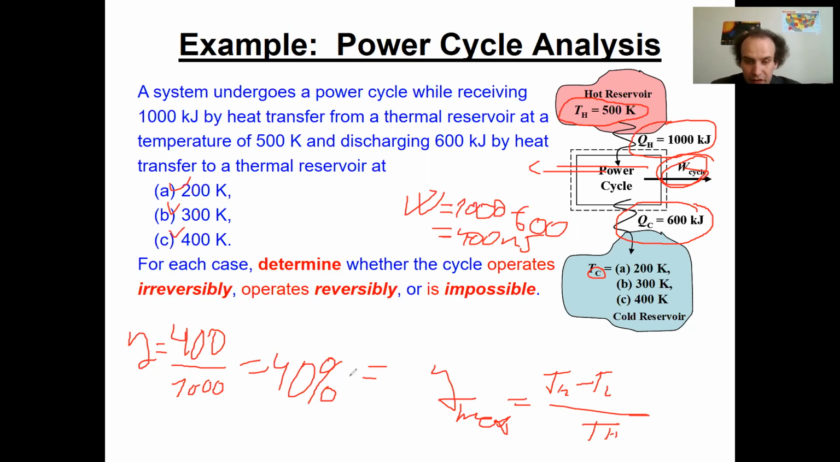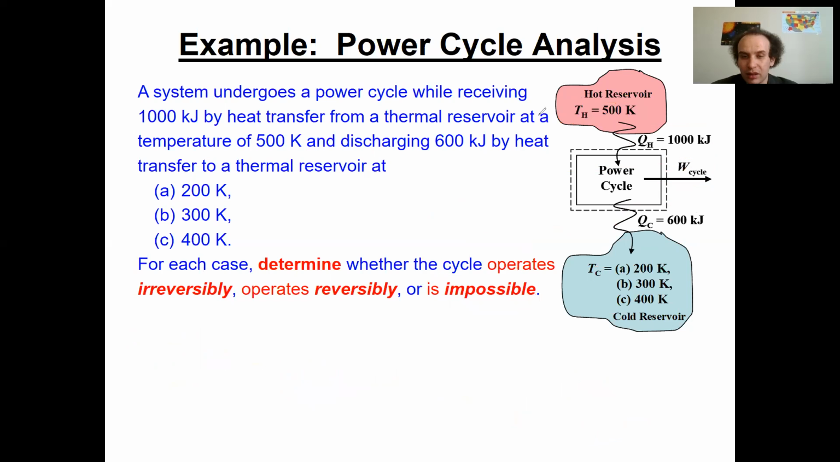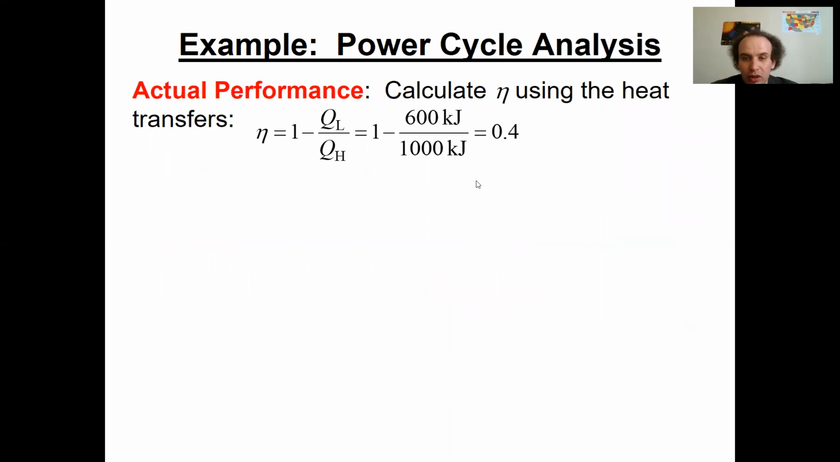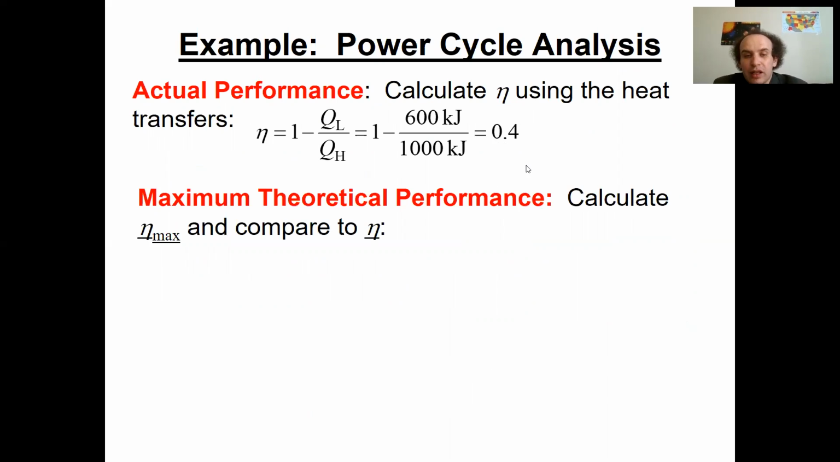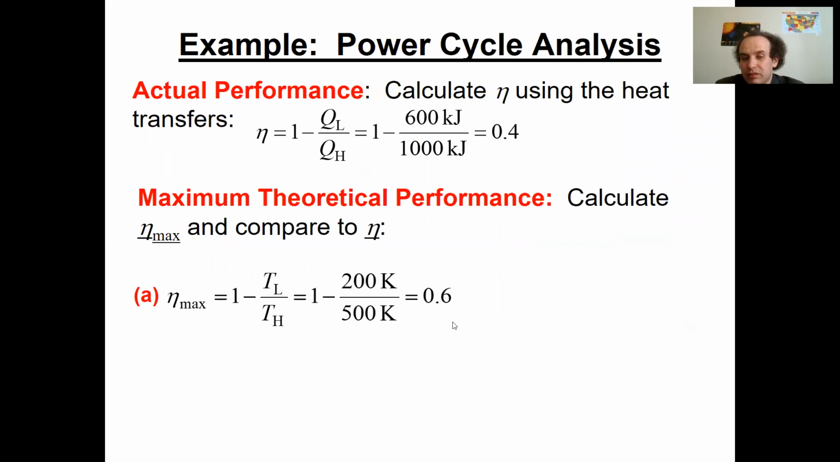Finally, if I get it like this, it means that it's impossible. Do you understand? So that's what I do. I find my efficiency, which easily gives me 0.4. And then I will look for the thermal efficiency, which is maximal. How to calculate it? It depends on what I have. My maximal efficiency is (TH minus TL) over TH. So if I have 200, it gives me 0.6.